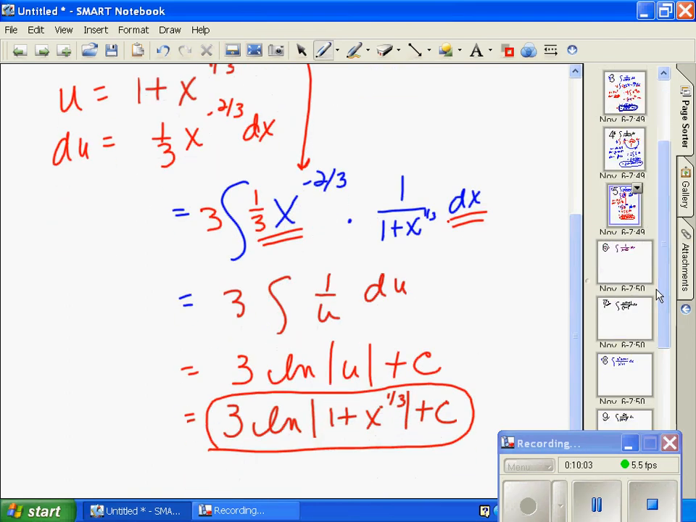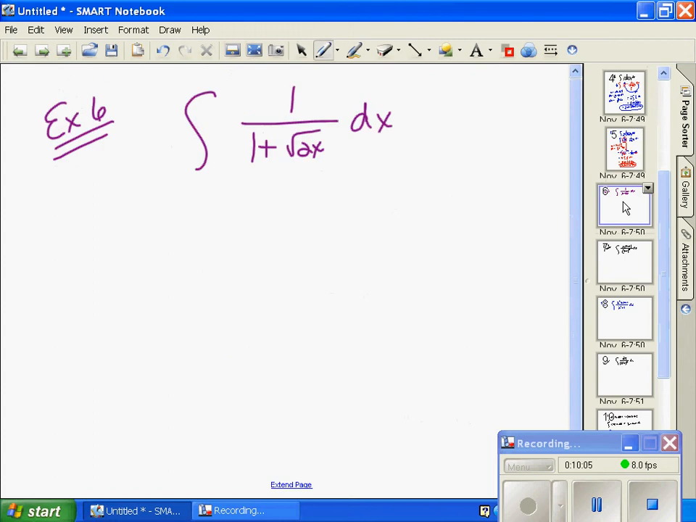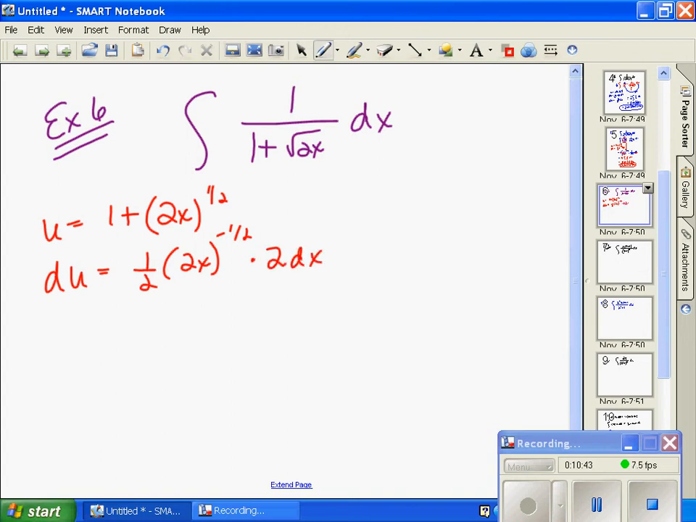Okay, moving on now to example 6. Making sure I have the problem written down right, which I do. I would look at this one right here, and the whole denominator, I'm going to let that be equal to my u, 1 plus the square root of 2x. And I'm going to rewrite that instead of square root of 2x, I'm going to put 2x to the 1/2 power. So then my du is going to be equal to my 1/2 times my 2x to the negative 1/2 times the derivative of the inside of the parentheses, which is 2 times my dx.